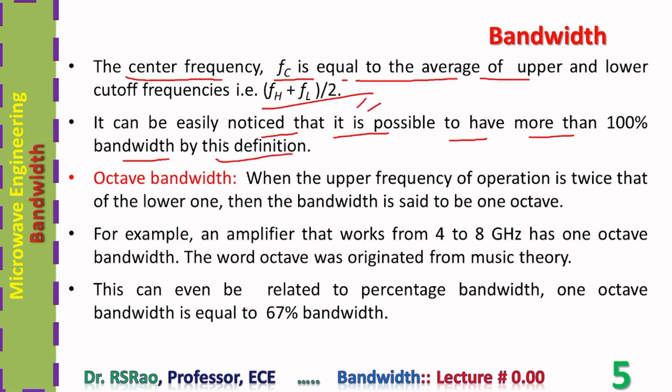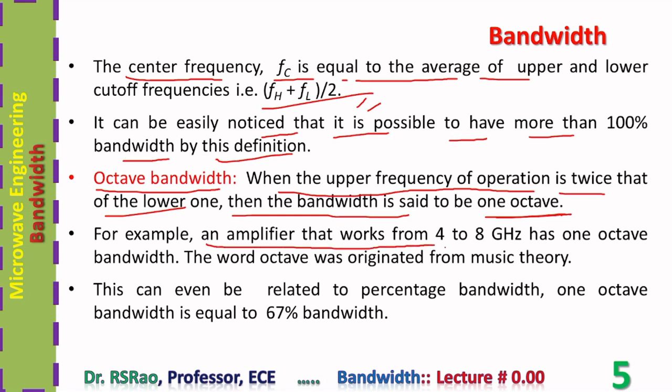Another term we come across is octave bandwidth. When the upper frequency of operation is twice that of the lower one, then the bandwidth is said to be one octave. Consider an example: an amplifier that works from 4 to 8 GHz has 1 octave bandwidth. A 2 to 4 GHz amplifier also has 1 octave bandwidth. The word octave originated from music theory. This can even be related to percentage bandwidth. 1 octave bandwidth is equal to 67% bandwidth.